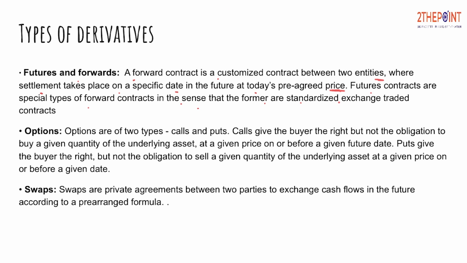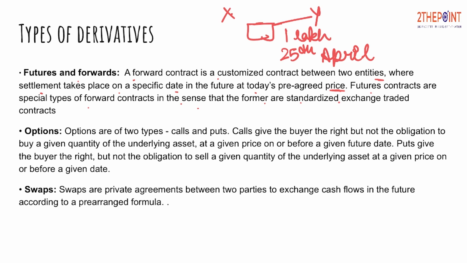Let's suppose Mr. X is there, Mr. Y is there. Now Mr. X and Mr. Y have decided that on the 25th of next month, which is, let's suppose, April, on the 25th of April, X will give a piece of land which X holds at 1 lakh rupees to Mr. Y.